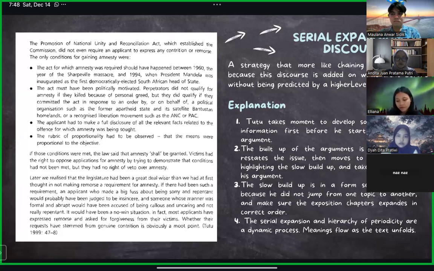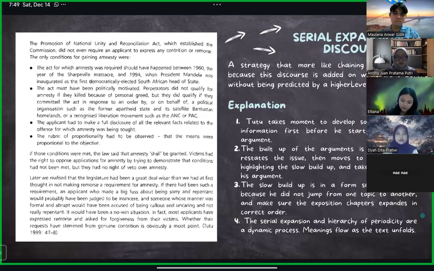So the writer of this text, Tutu, takes a moment to develop some background information first. He built up the arguments by restating this issue, and then moves to the exposition, highlighting the slow build up, and takes time to build his argument towards the end. And this slow build up is forming a serial movement because he did not jump from one topic to another, and he makes sure that the exposition chapters expand in correct order. And last, the serial expansion and hierarchy of periodicity is a dynamic process, so it flows as the text unfolds.